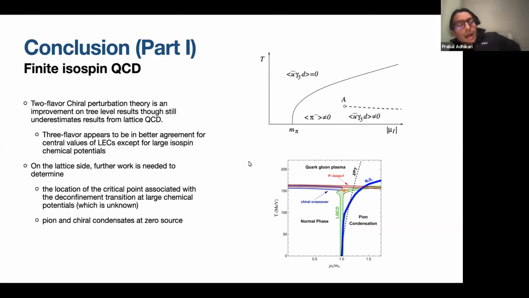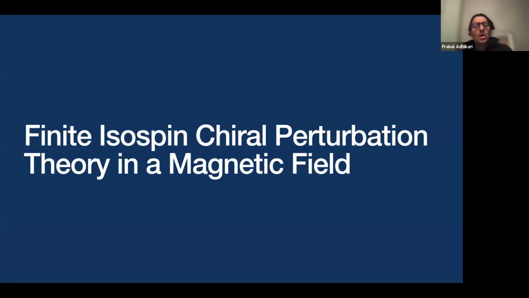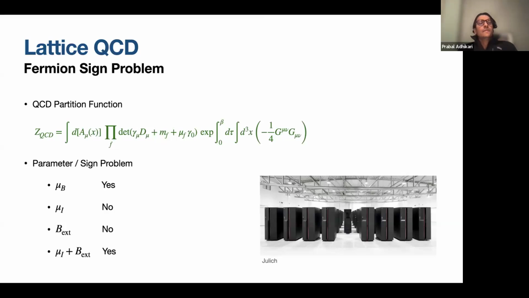But things are looking in pretty good shape, which brings me to the key part of today's talk, and that is finite isospin chiral perturbation theory, but in the presence of a magnetic field. As a quick overview, there's a sign problem in lattice QCD, and this sign problem has to do with the fermionic determinant shown here. As long as that fermionic determinant remains real, then one can do Monte Carlo simulations, which is where isospin chemical potential can be studied on the lattice.